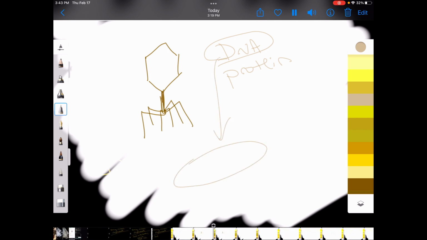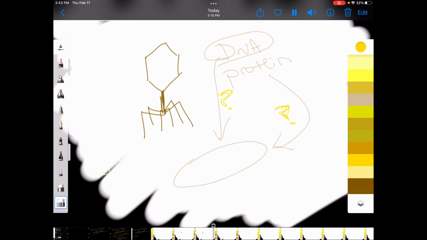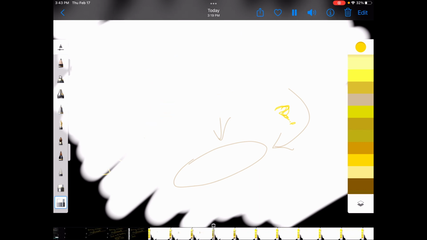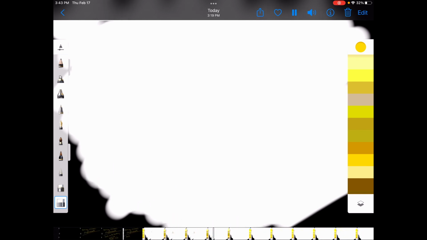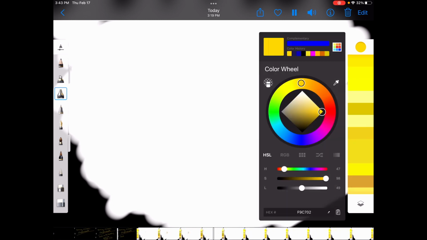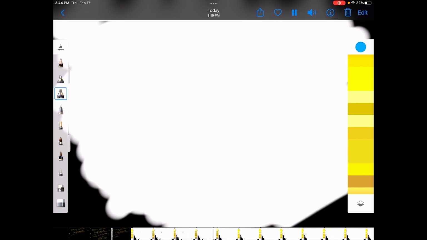So what they were trying to figure out in this experiment is, does the virus inject DNA, or does the virus inject protein into the host cell? Because we know that the hereditary information is injected into the bacterial host cell to make new viruses. And that's how you get the continuation, or the next generation of viruses in this type of virus.